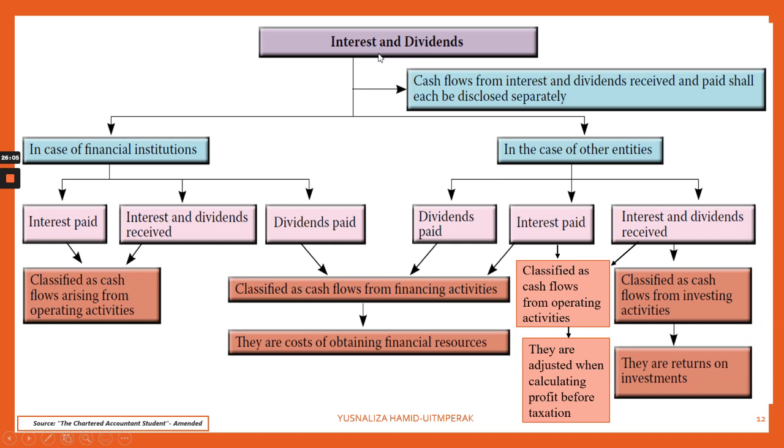Dividend paid can be put under financing activities, and dividend and interest shall be disclosed separately, whether dividends that are an expense or dividends that are an income, as well as interest expense and interest income. For a financial institution, interest paid is normally classified under operating activities. The same goes for dividend and interest received. Dividend paid by a financial institution will be put under financing activities.